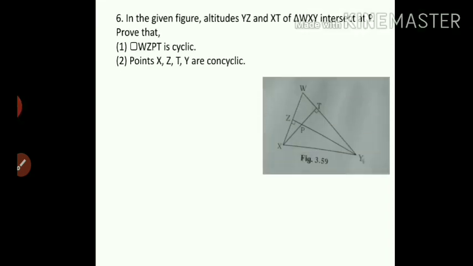Now next is question number 6. You can see the diagram. In the given figure, the altitude, now it means height, the altitude YZ, check diagram, YZ and XT, these are the altitudes of triangle WXY intersecting at P. Now you prove that first one, quadrilateral WZPT is cyclic, and second, the points X, Z, T, Y are concyclic.